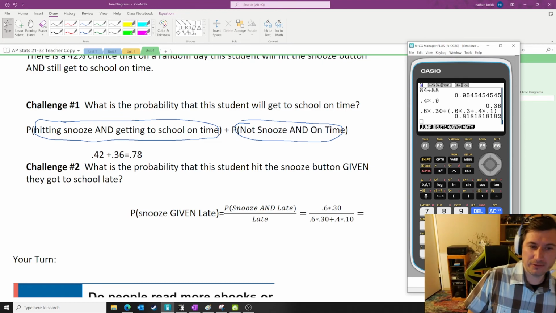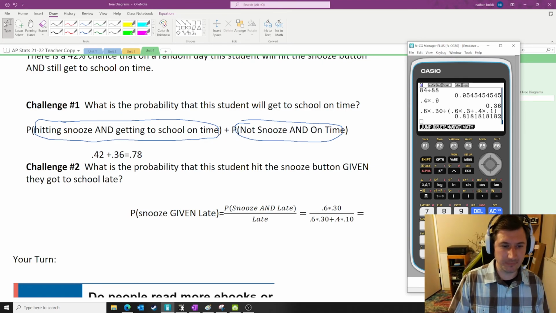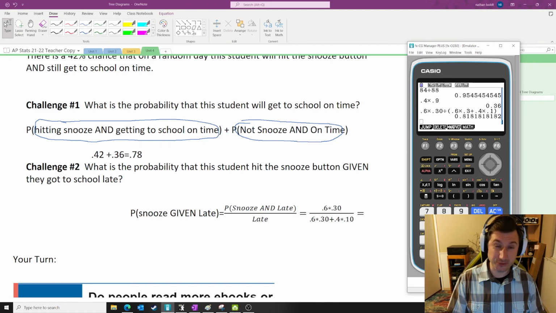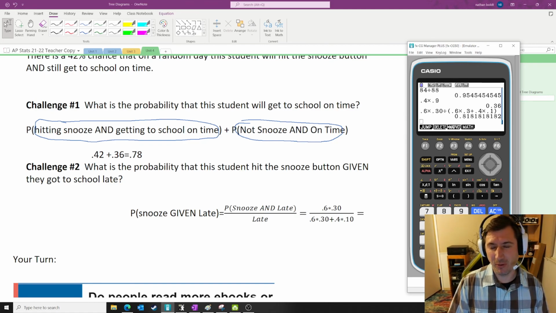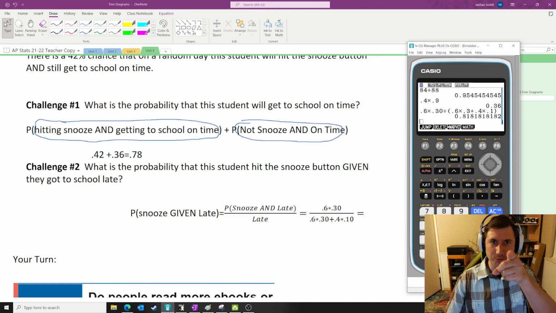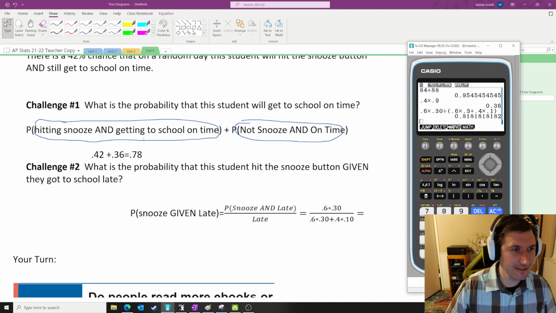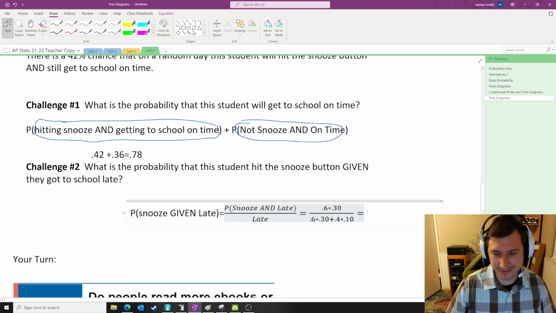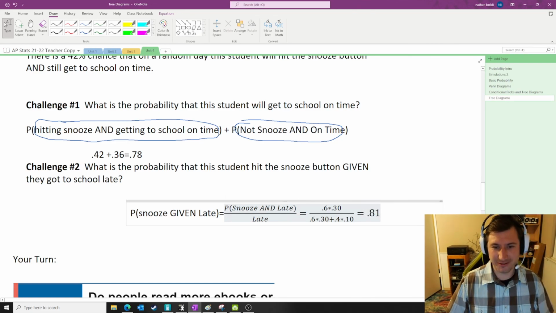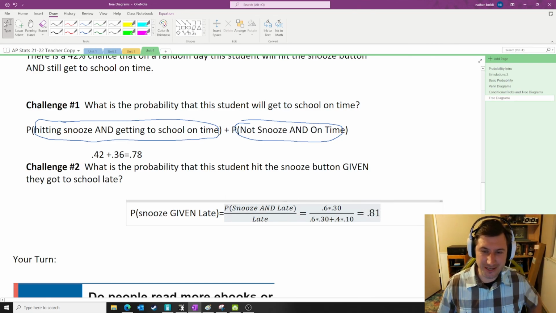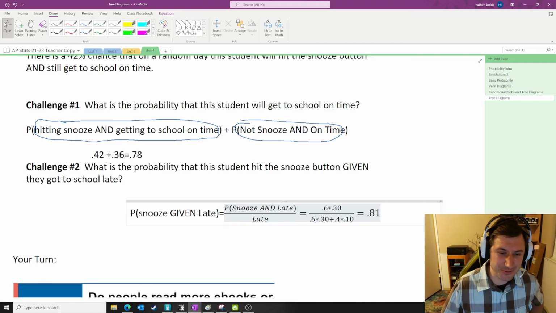So there is an 81% chance that this person hit the snooze if they walked into my class late. I'm looking at you. Just kidding. I'm not going to say your name. 0.81. So if you walk in late, I know there's an 81% chance you hit the snooze.